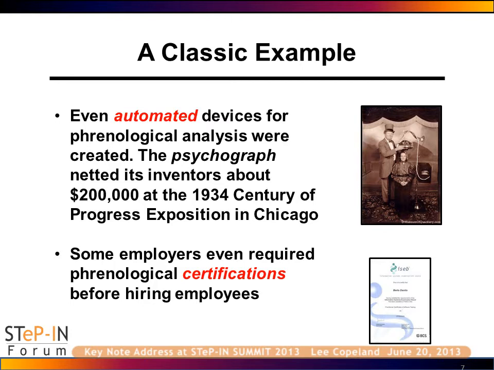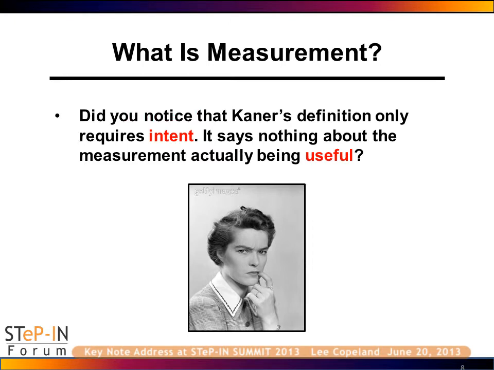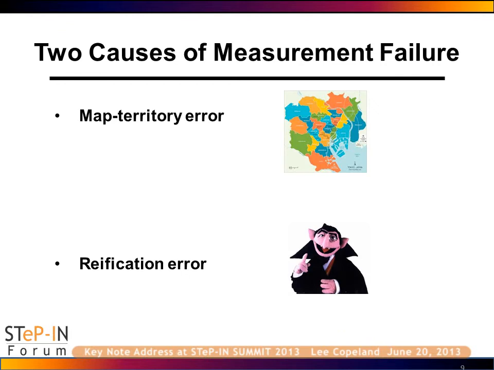Now, something curious about Kaner's definition. It requires intent. It says the intent of measuring is to describe. It doesn't say it actually describes. And phrenology certainly has the intent of telling us something about human beings, but it doesn't. So a good measurement process, a good measurement scheme will not just have the intent, it'll actually work. It'll actually be useful for something. Now, there are two basic causes of measurement error, called the map territory error and the reification error. I want to share those with you.